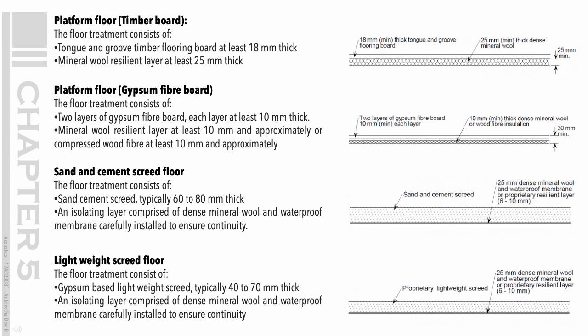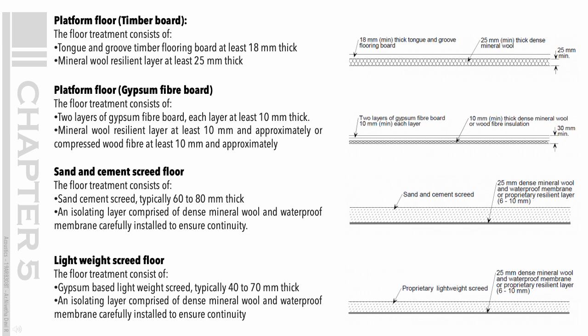Platform floor, timber board. The floor treatment consists of tongue and groove timber flooring board at least 18 mm thick, mineral wool resilient layer at least 25 mm thick. Platform floor, gypsum fiber board. The floor treatment consists of 2 layers of gypsum fiber board, each layer at least 10 mm thick. Mineral wool resilient layer at least 10 mm, or compressed wood fiber at least 10 mm.